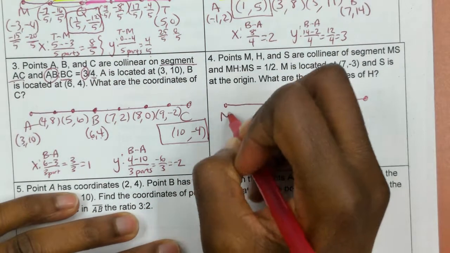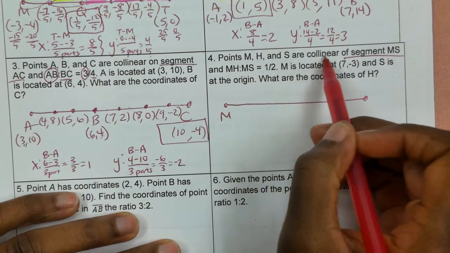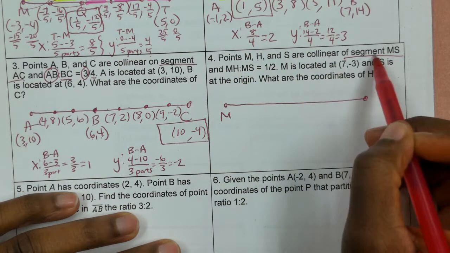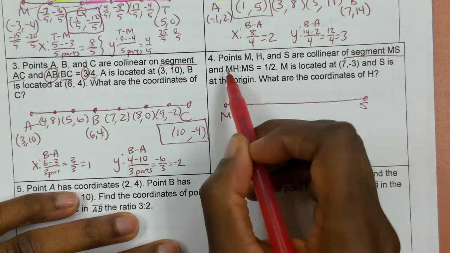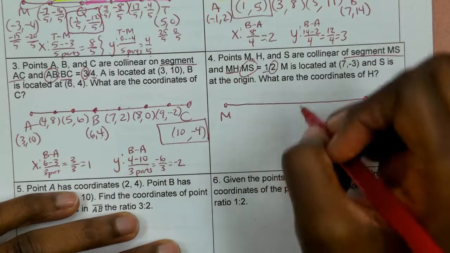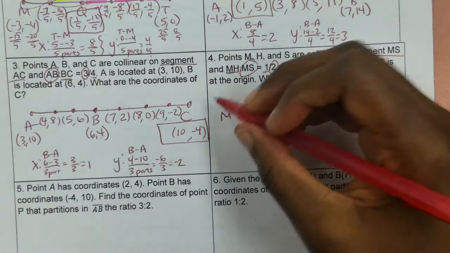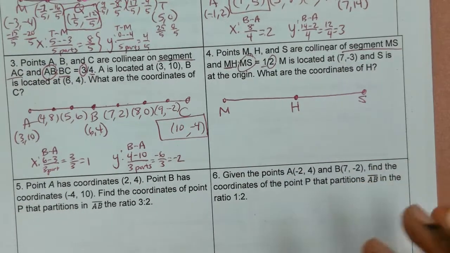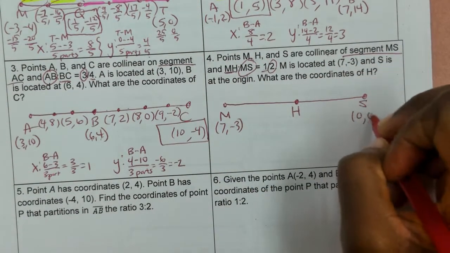Okay, M, it tells us the segment MS. So points M, H, and S are collinear, so on the same line for segment MS. MH is 1 part, and MS, the whole segment, is only 2 parts. So I can do the whole segment first. Since it's only 2 parts, I can write those 2 parts, and then MH should be just one of those two parts, which it is. So M is located at 7, -3, and S is at the origin.